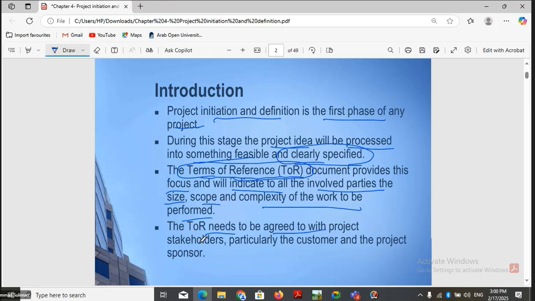The TOR needs to be agreed with project stakeholders, particularly the customer and the project sponsors. Right? This is important. We said this yesterday also: after preparing the terms of reference, it must be agreed by all the stakeholders. More importantly, the customer of the project and the project sponsors. Any changes can be made to the terms of reference document. That means we can make changes to the project after the initiation and definition stage if necessary. We can add a few things or remove a few things. Those changes can be recorded in the terms of reference document with the agreement of the customer and the stakeholders, the sponsors, for example.